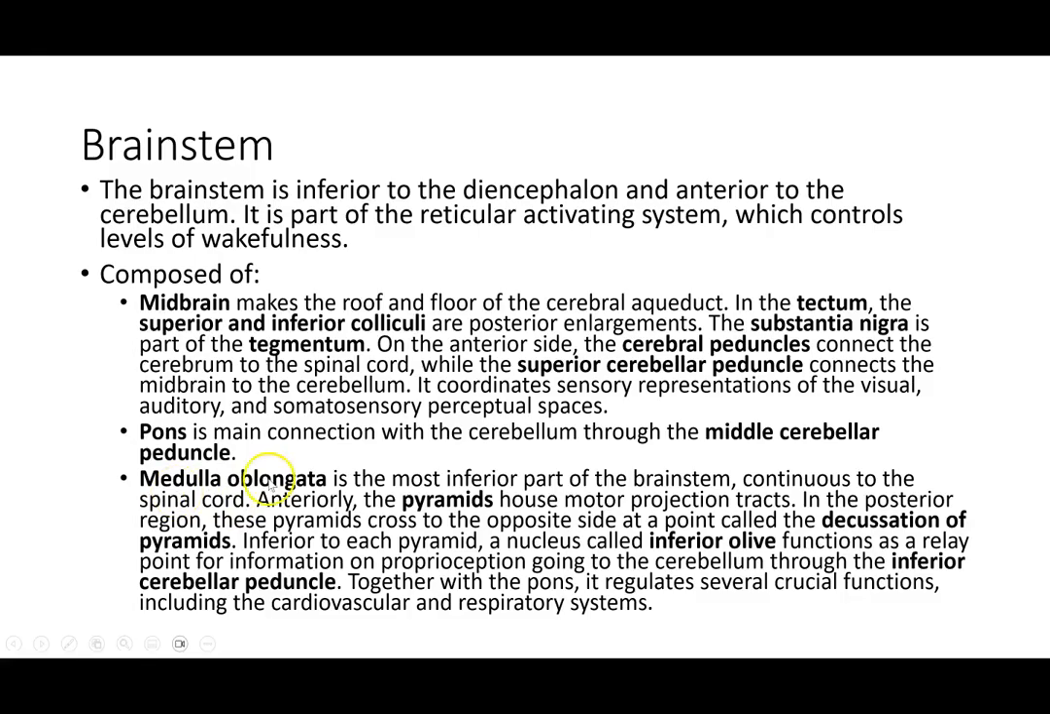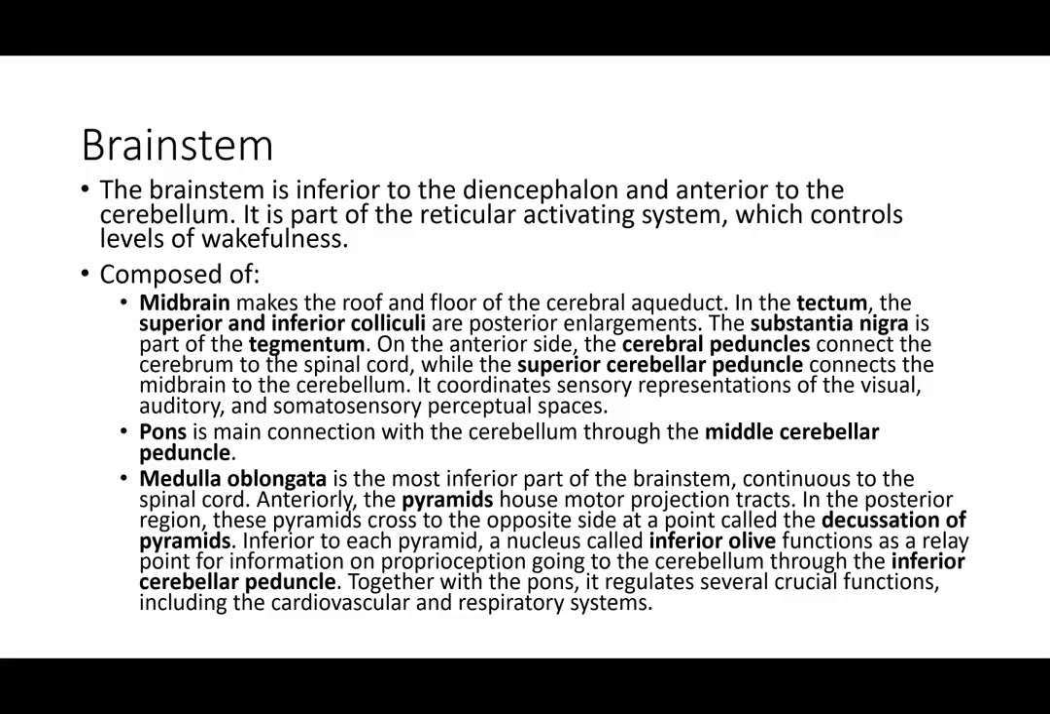The medulla oblongata, another structure you'll learn in lab. This is the most inferior part of the brainstem, which will continue into the spinal cord. So it just transitions right into that spinal cord. There are pyramids that are going to house some motor projection tracts. So this is going to help with motor movement, telling the body how to move, whether that's skeletal, smooth, or cardiac muscle tissue.